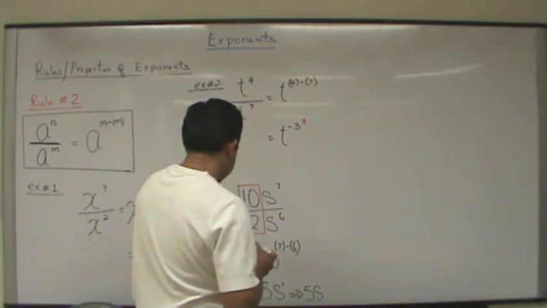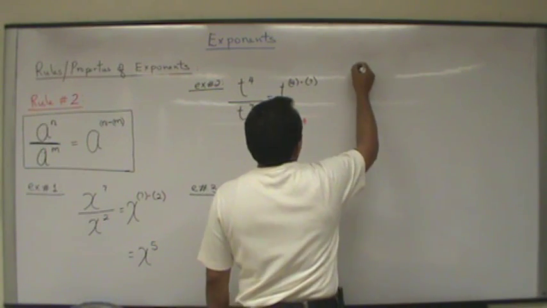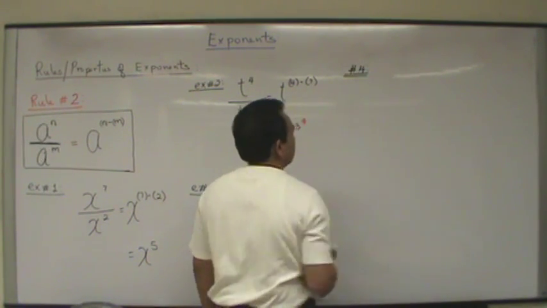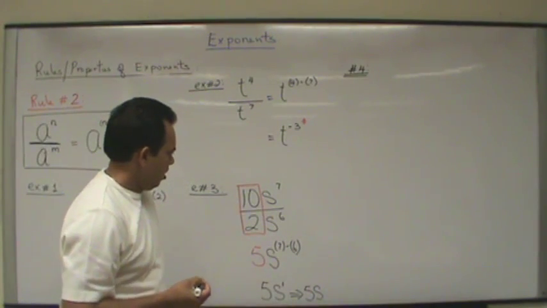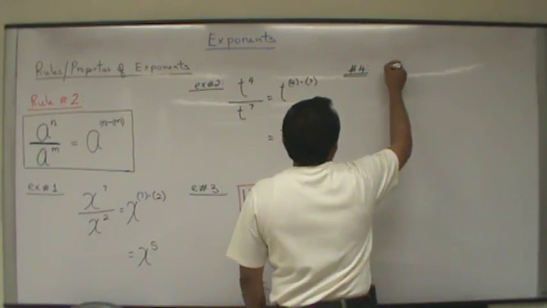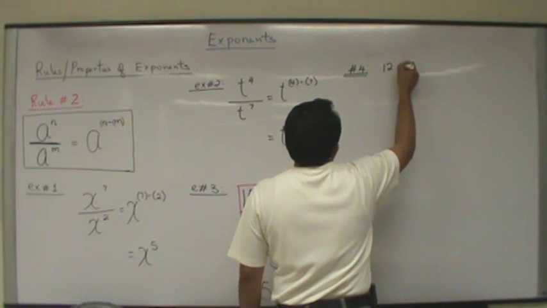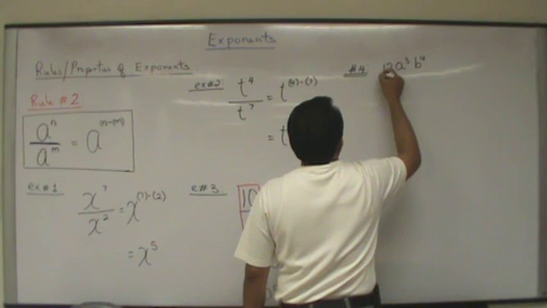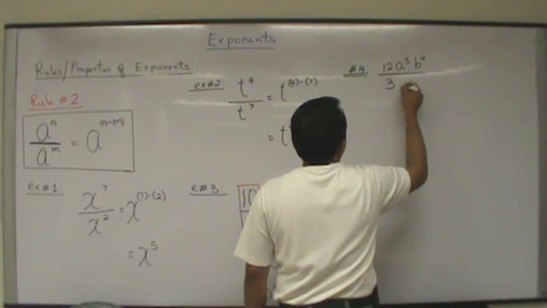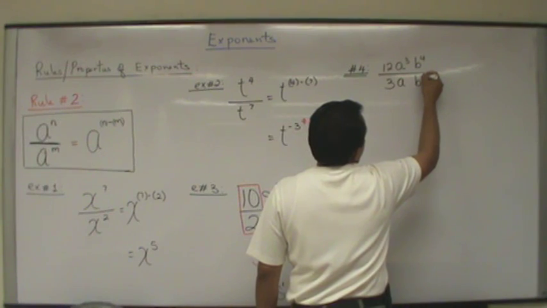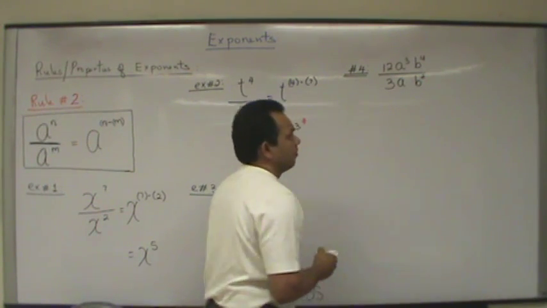Let's look at another example. Example number 4. Let's put in some more letters there. If we have 12a to the third b to the fourth divided by 3a b to the second.